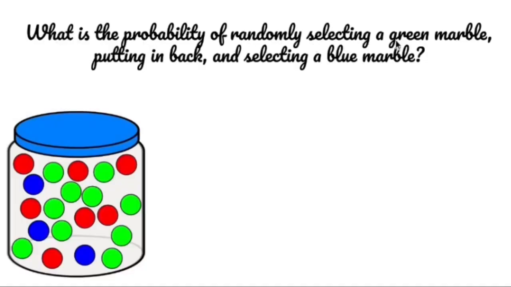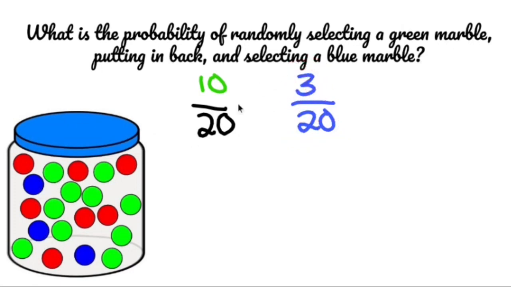What is the probability of randomly selecting a green marble, putting it back, and selecting a blue marble? All right, this is compound probability. In this jar, we have 20 marbles total. First, I want to pick a green marble. There are 10 green marbles, so our probability of pulling out a green marble is 10 out of 20. Now we're putting it back, so once again we have 20 marbles. I have 3 blue marbles, so my probability of selecting a blue marble is 3 out of 20.